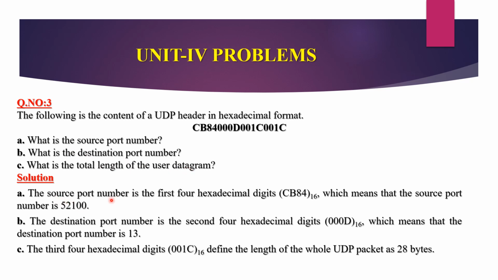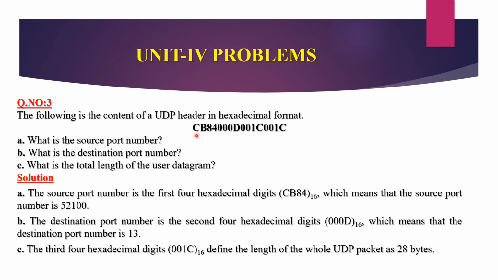The source port number is the first 4 hexadecimal digits. So CB84 is the source port number, which means that the source port number is 52,100. Then the destination port number is the second 4 hexadecimal digits. So 000D, which means that the destination port number is 13. The third 4 hexadecimal digits, 001C, define the length of the whole UDP packet as 28 bytes.